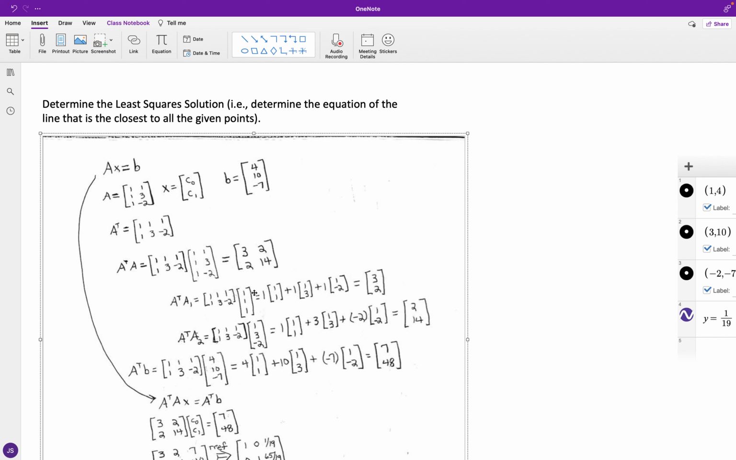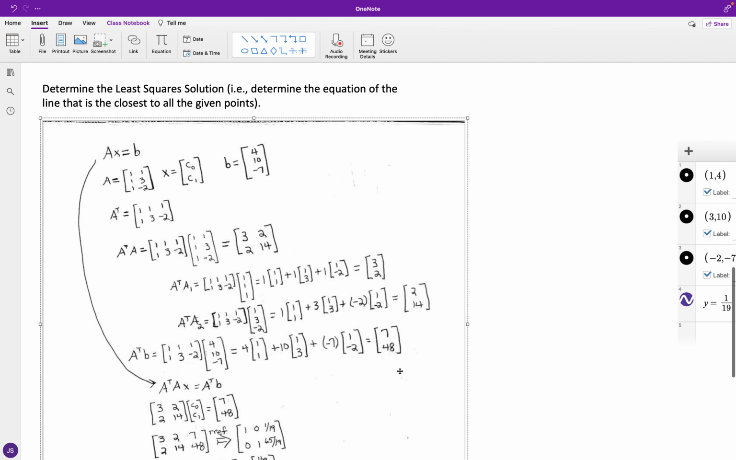Piecing those together, the product of the transpose of A and A is 3 and 2 for the first column, 2 and 14 for the second and last column. And for the product of the transpose of A multiplied by B, you have the transpose of A multiplied by 4, 10, negative 7 from B. Here we have 4 times 1, 1, plus 10 times 1, 3, plus negative 7 times 1, negative 2. Taking the sum of the products, we come out to 7 and 48.